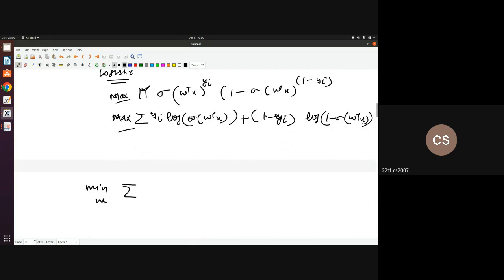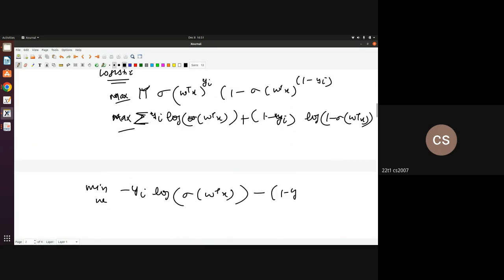This is for all the data points, with the sigma there. We are focusing on one data point, so let's remove this sigma so that we can focus on one data point, right? So we are converting this maximization problem to a minimization problem. I'll put a minus yi over there, and then the rest remains the same.